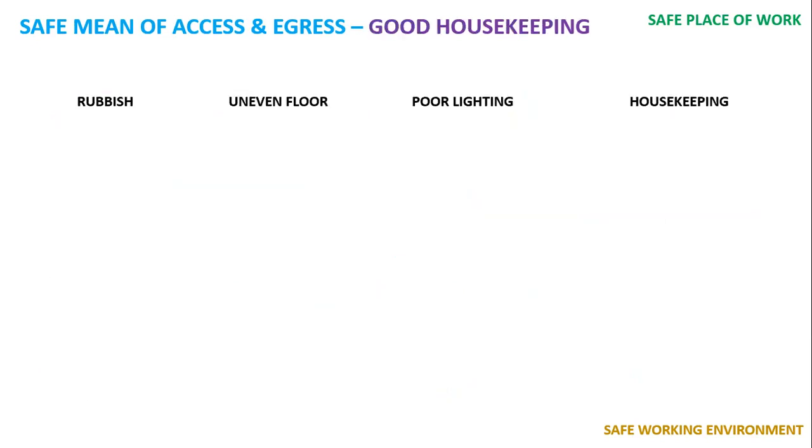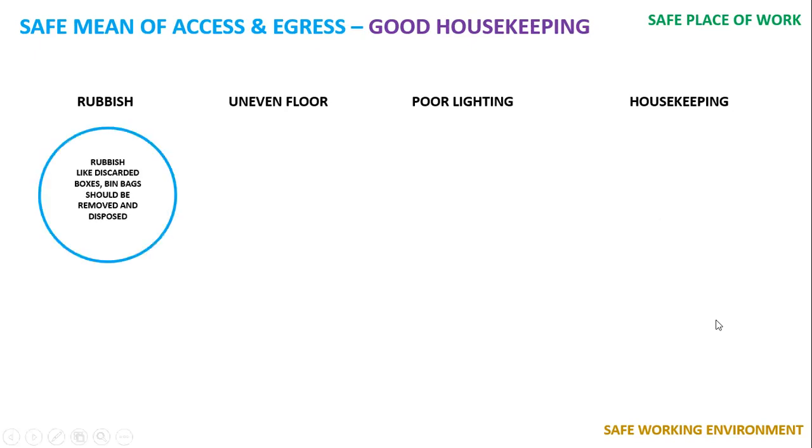So now another way to keep the access and egress safe is by good housekeeping. First, the rubbish should be discarded. Rubbish like discarded boxes and bin bags should be removed and disposed.